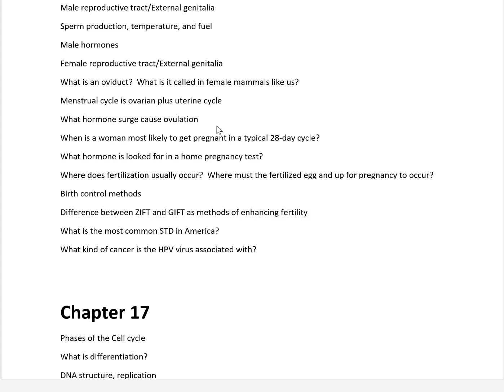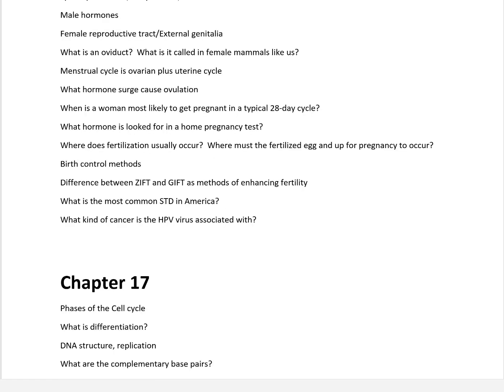Then the second half of the cycle, once the egg has been released, is going to be dominated by the hormone progesterone, and that's going to cause the secretory phase of the uterine cycle, which means that it's going to get thicker, glands are going to be secreting, it's waiting for a fertilized egg. So it's way more complex than this, make sure you watch that video.